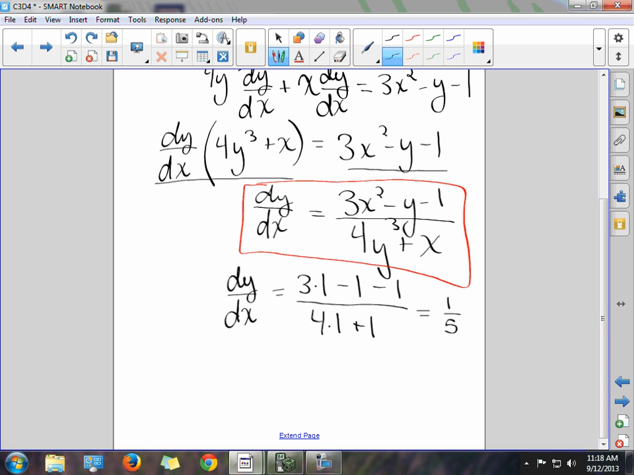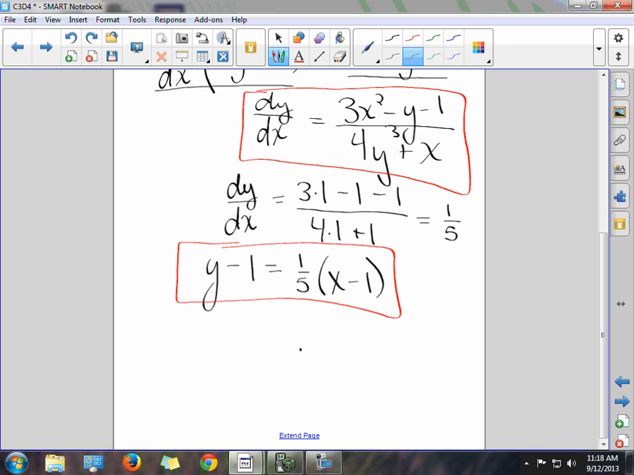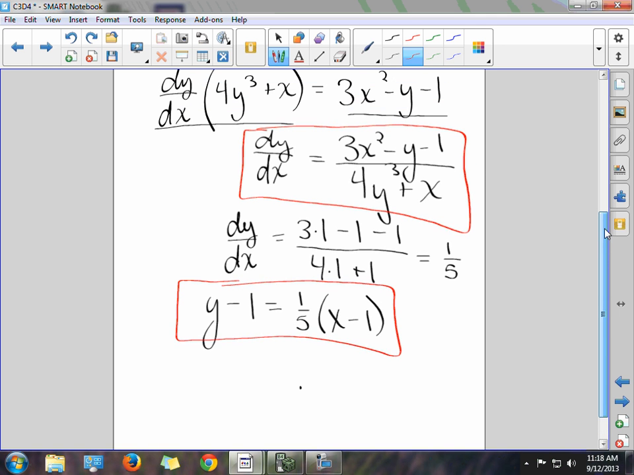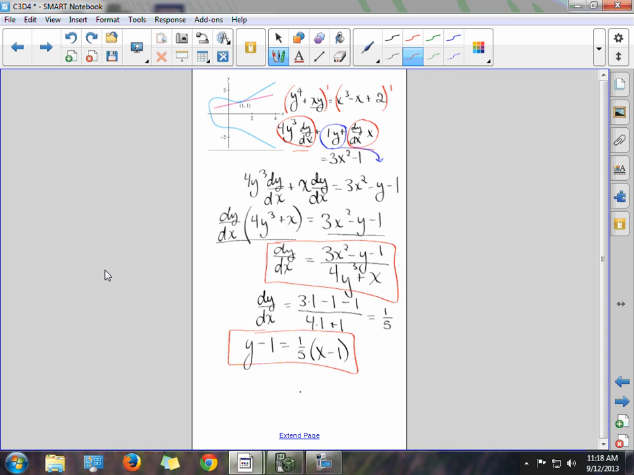And now I can just write the equation of my tangent line using the point slope formula. So y minus y1, which is 1, is equal to 1/5 times x minus x1, and x1 is also 1. And here is my equation. Not so bad, huh? And the algebra, I mean, once you get to the end, the algebra looks pretty messy. But honestly, you're doing the same process over and over again.